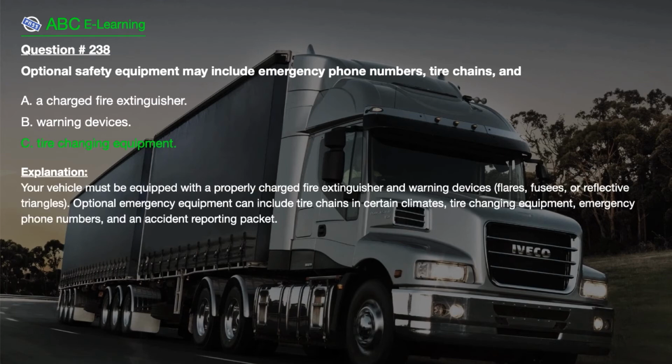The correct answer is here, C. Tire changing equipment. Explanation. Your vehicle must be equipped with a properly charged fire extinguisher and warning devices, flares, fusees, or reflective triangles. Optional emergency equipment can include tire chains in certain climates, tire changing equipment, emergency phone numbers, and an accident reporting packet.